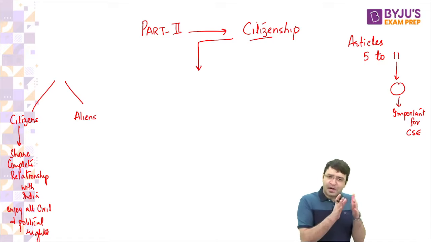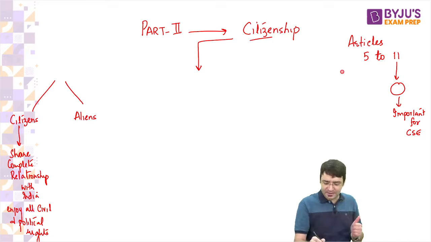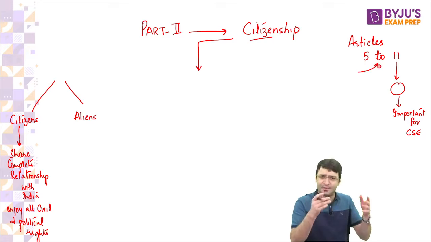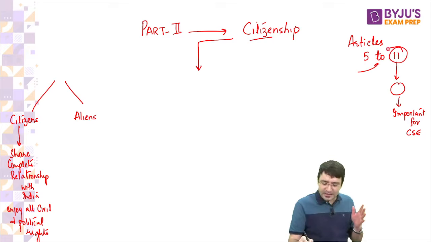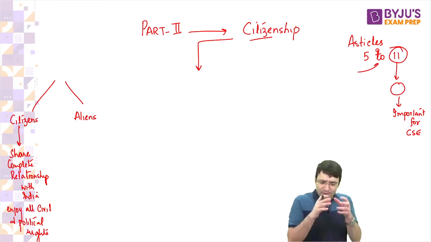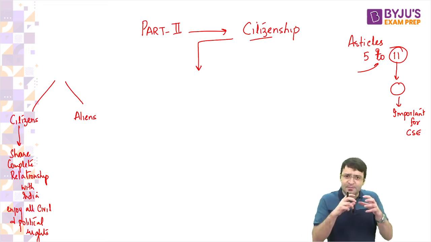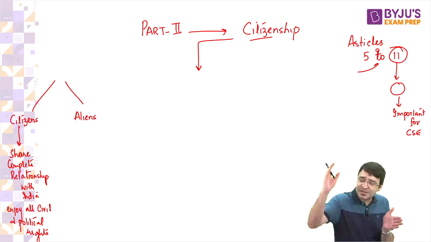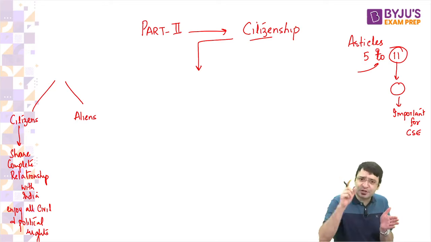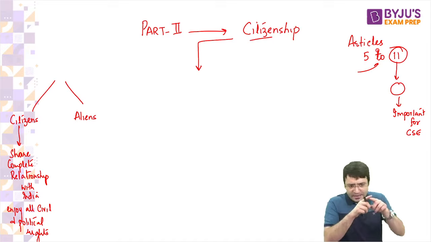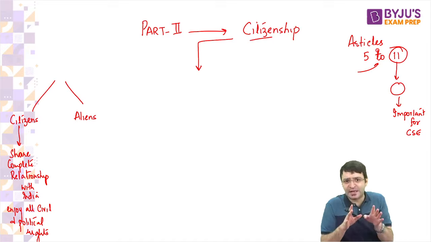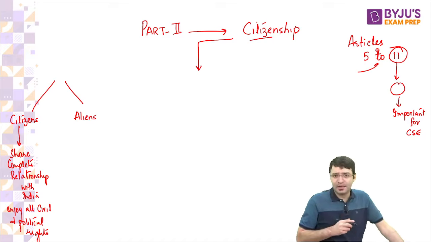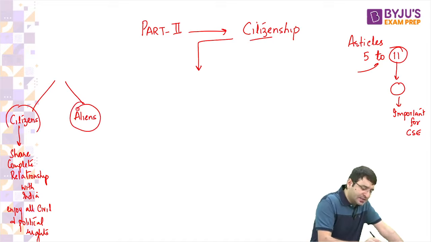Citizenship chapter, Part 2 of the Constitution, under Articles 5 to 11. Articles 5 to 10, I will tell you what they are, but they are not of much significance now for your examination. But Article 11 is important. But what is citizenship? Citizenship is basically a relationship between a group of people and the state, and you owe your allegiance to the state. That means if we look at all the people who are residing in India right now, we can categorize them into two categories. Some of them are citizens, others are aliens.